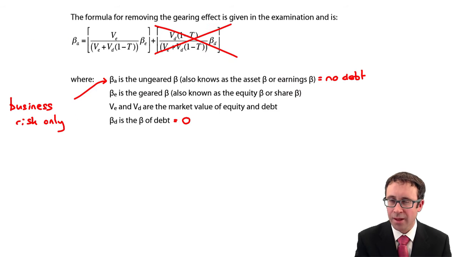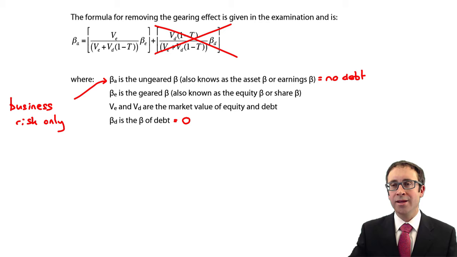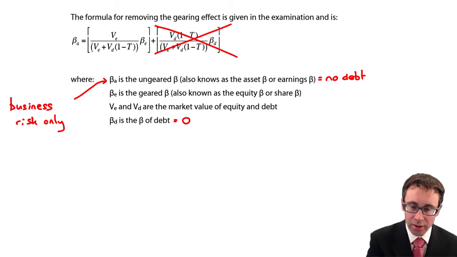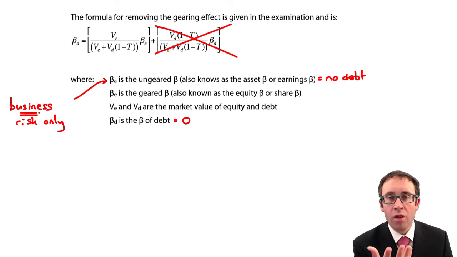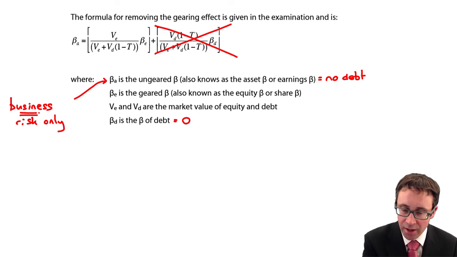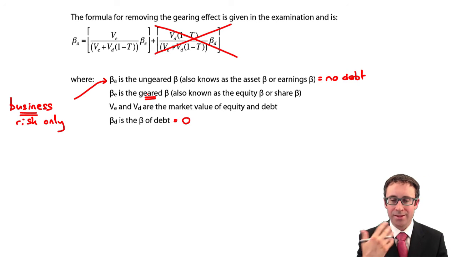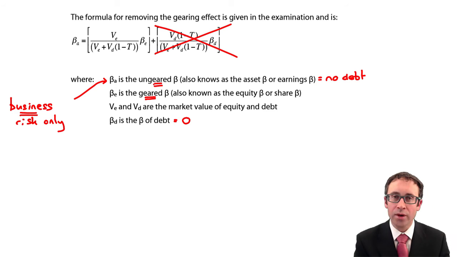Okay, that's why it gets complicated. We're thinking we'll have to de-gear it, re-gear it, it goes crazy. But keep the terminology at this moment in time before we get into the overall big finale: beta asset is looking at the business risk only. There is another reference to beta, which is beta E, or beta equity. I prefer to talk about them as the geared beta. Beta equity is the geared beta, beta asset is the ungeared beta.